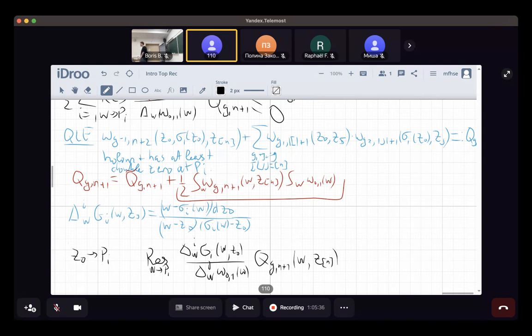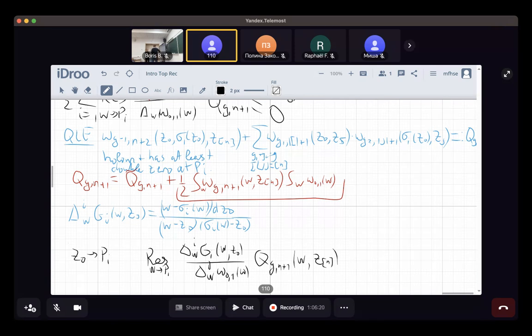So in particular, if the whole sum becomes zero, it shouldn't have a pole in z0 when z0 tends to pi. So for this whole sum to be zero, in particular, this residue itself should not have a pole. But why? I mean, it could cancel with some other pole from other sums.